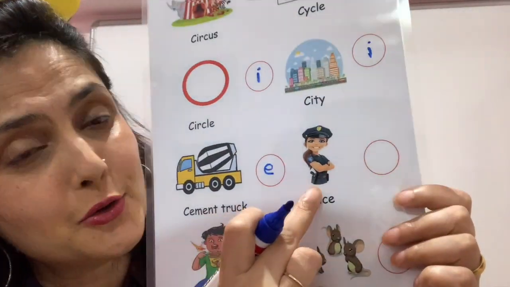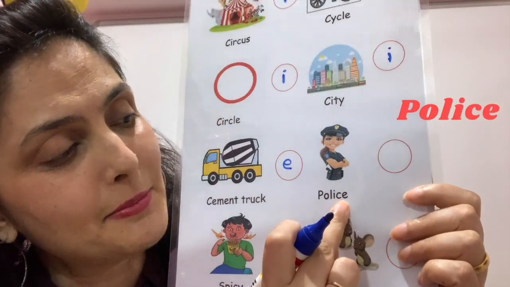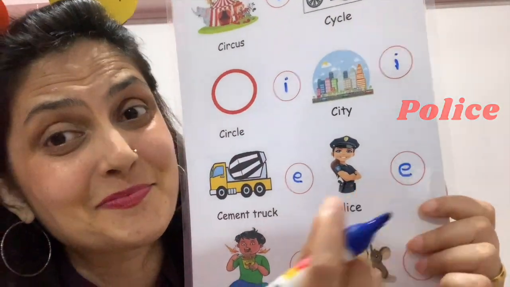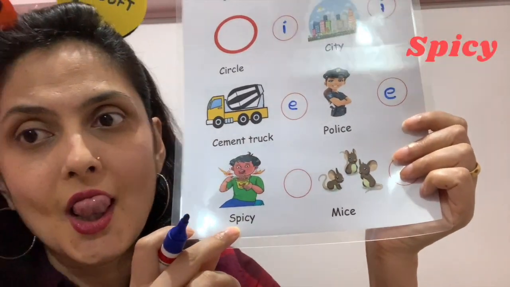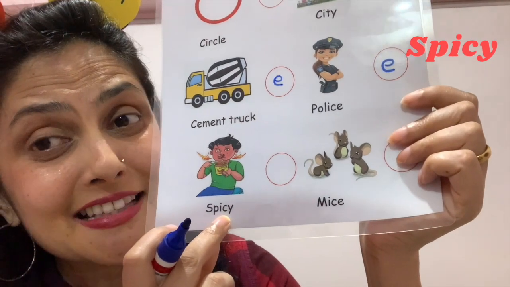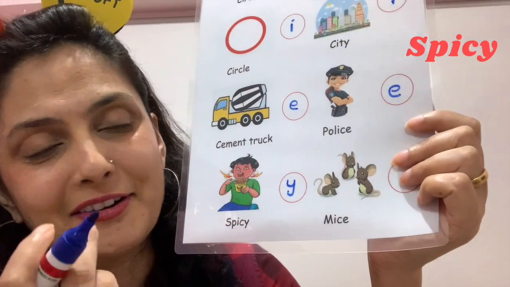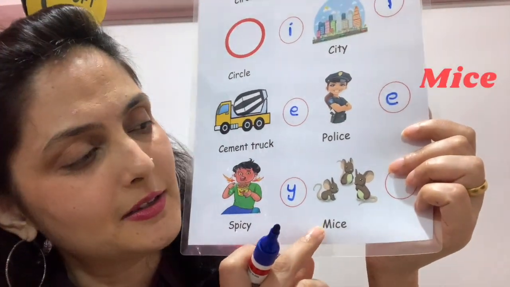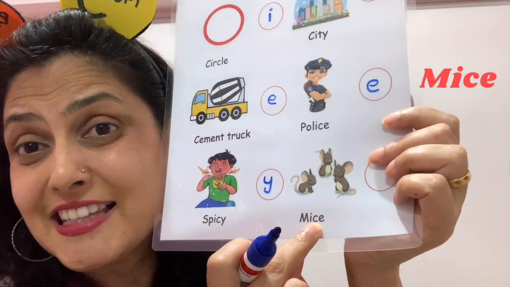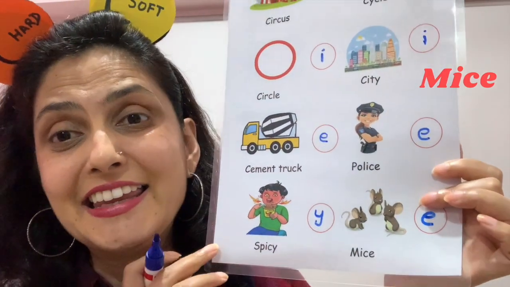Let's look at this word. Who is she? She's a police officer. Police. What is coming after the C? An E. What about this one? He's eating something really spicy. What is coming after the C? A Y. So we are going to put a Y here. What about this one? Who are these? They are mice. What comes after the C? An E comes after the C. So we put an E here.